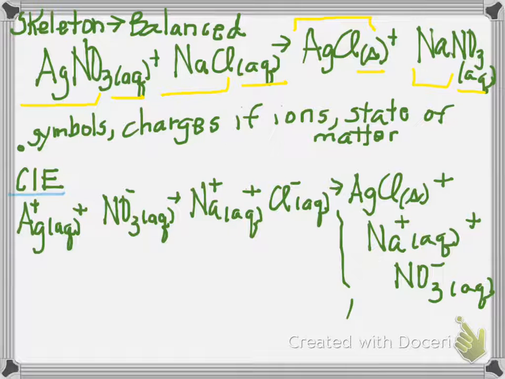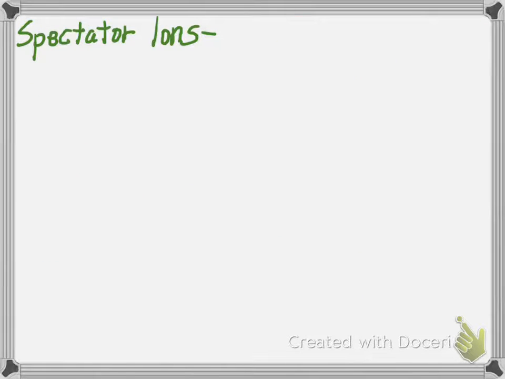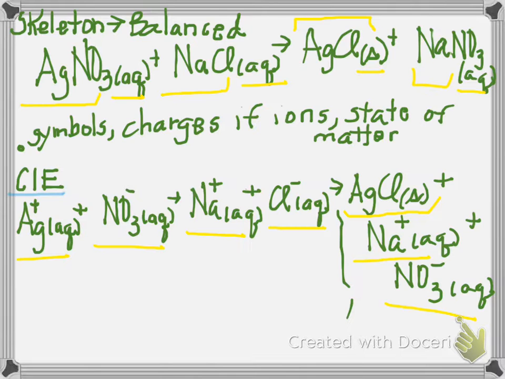So again, I have silver ion aqueous reacting with nitrate ion aqueous, reacting with sodium ion aqueous, reacting with chloride ion aqueous, producing my silver chloride that stays a solid, so I leave it written together as a compound, and sodium ion aqueous and nitrate ion aqueous. So that is where we're going to stop. Oh, nope, I guess it's not quite where we're stopping for today.